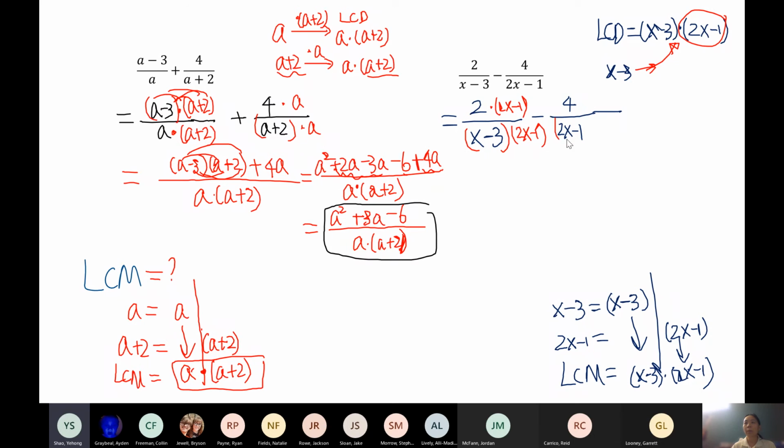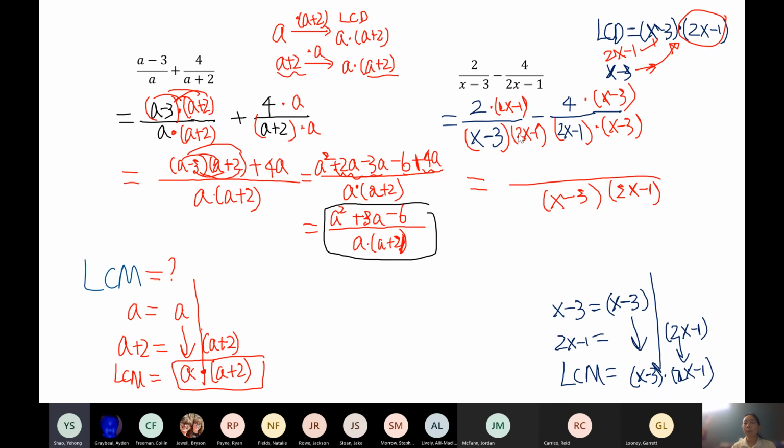Now, the second denominator, we already have 2x minus 1. We have 2x minus 1 already. We just need to multiply by the other one. So I'm going to multiply both top and bottom by x minus 3. After this process, you can see we end up with the common denominator, which is x minus 3 times 2x minus 1. See, the same thing.